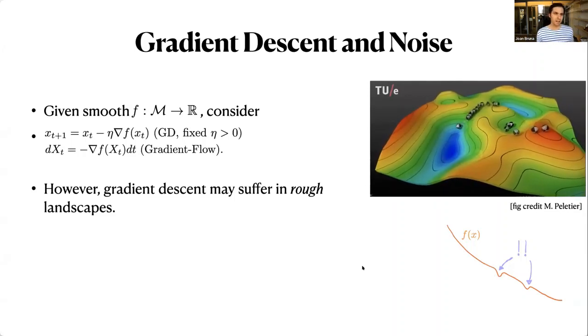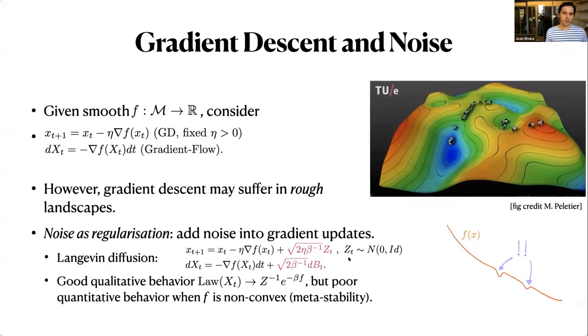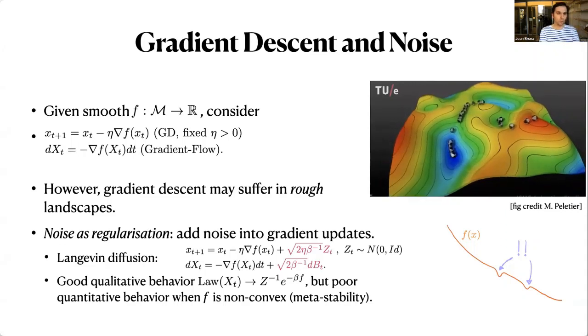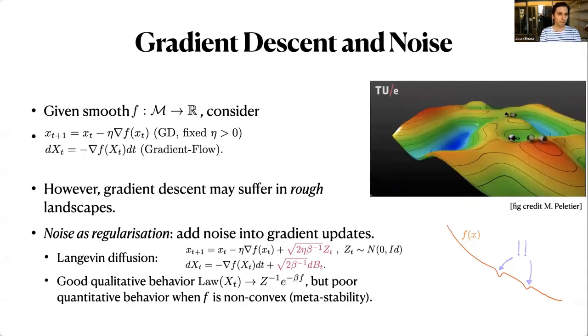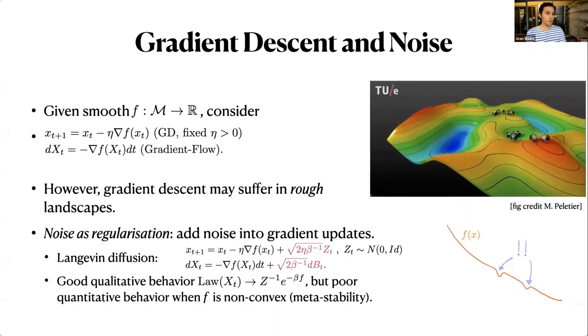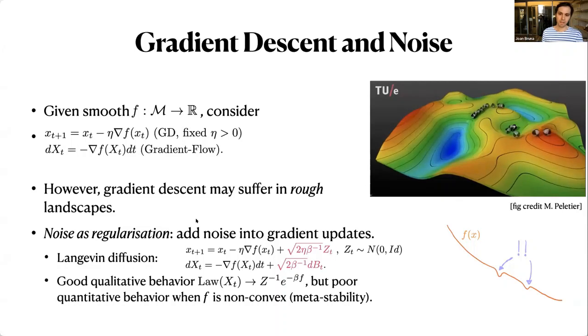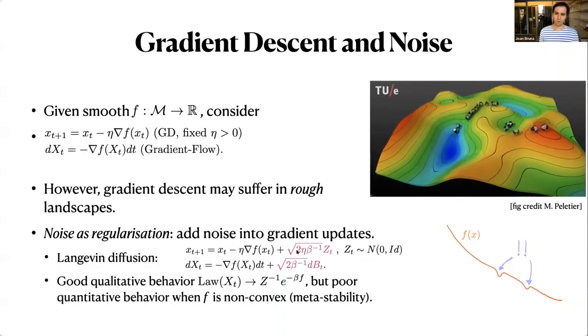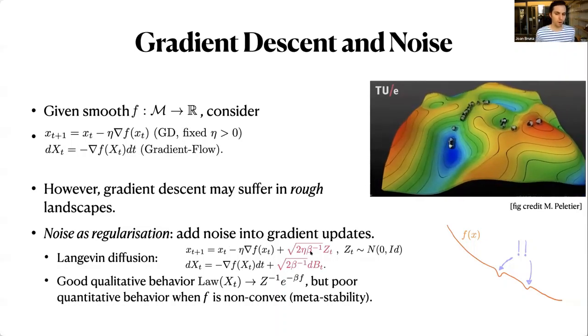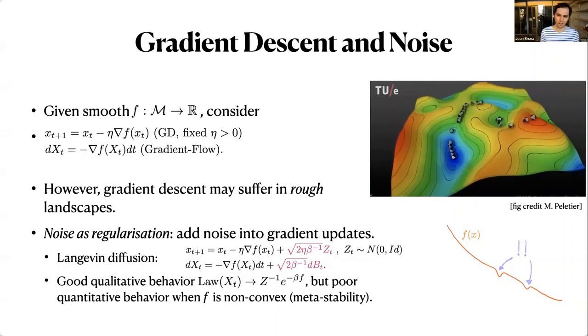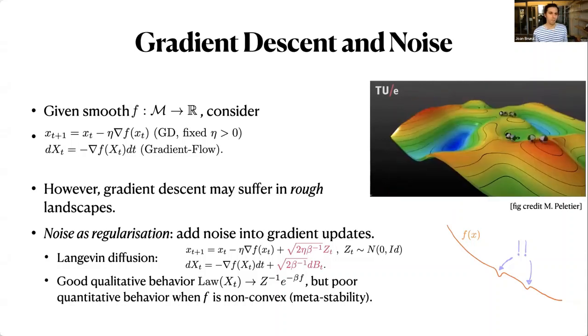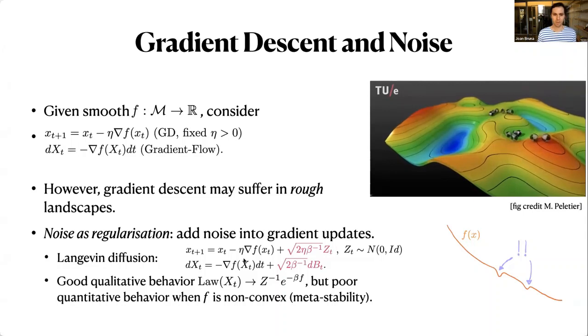This, of course, is a very classic phenomenon, and we know that there's a very powerful tool to overcome it, that is noise. We can think about noise as adding regularization. So what does it mean? It means that instead of following these deterministic updates, we are going to perturb our gradients with an appropriate form of noise, and this is called a Langevin diffusion in technical terms. You can define it both in discrete time and continuous time.